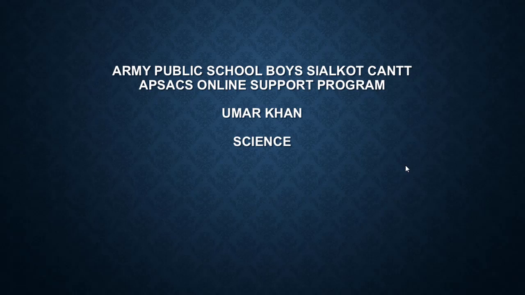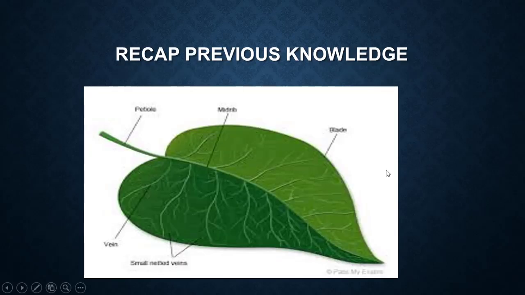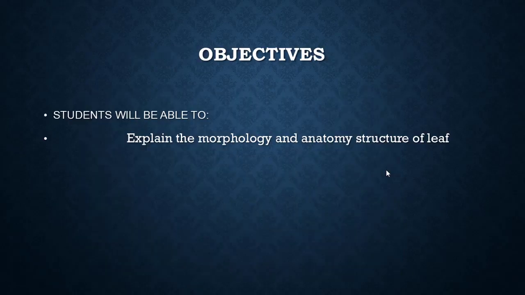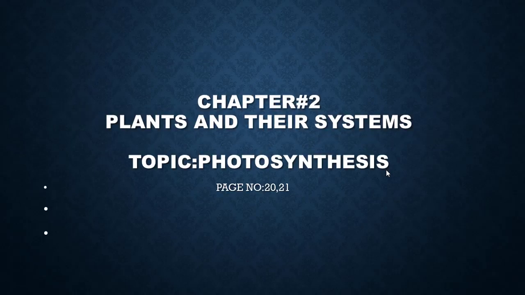Let's start with today's lesson, but before starting, let's have a little recap. We have studied previously the structure of a leaf: what is a petiole, midrib, blade, vein, and small or different veins. So the objective of today's lesson is that students will be able to explain the morphology and anatomy structure of the leaf, so that you will have a complete understanding of today's lecture.